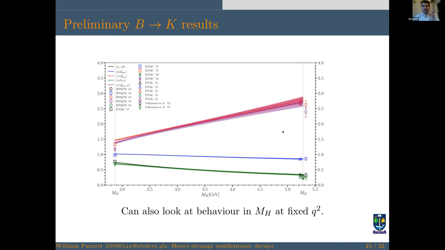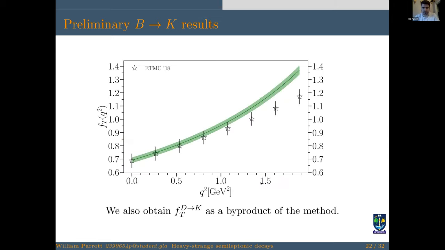But this is the point of the heavy HISQ approach, that we can vary the heavy mass, and we can have MB all the way down to MD. This is just a zoom in on that tension with ETMC. It's about 3.1 sigma, something like that, I think, at this end. And you can see our tensor seems to curve up a lot more than theirs does. This is the D decay, and I should say these are preliminary results. This is what we're seeing at the moment.